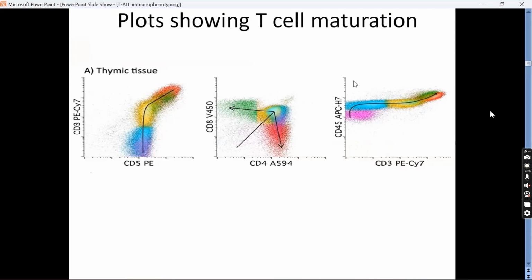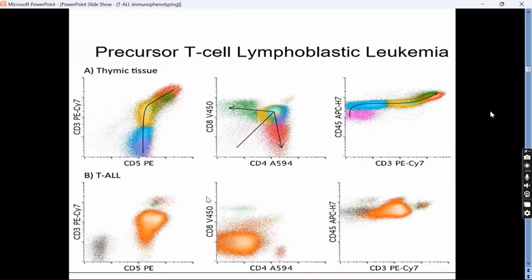Now, how does it look if a thymic tissue is involved by TLBL? It looks like this. You find a cluster of cells without any maturation pattern. See, this is CD3 dim. You have normal T cells here, but this CD3 is dim, and CD45 may not be as weak as we see in BALL.